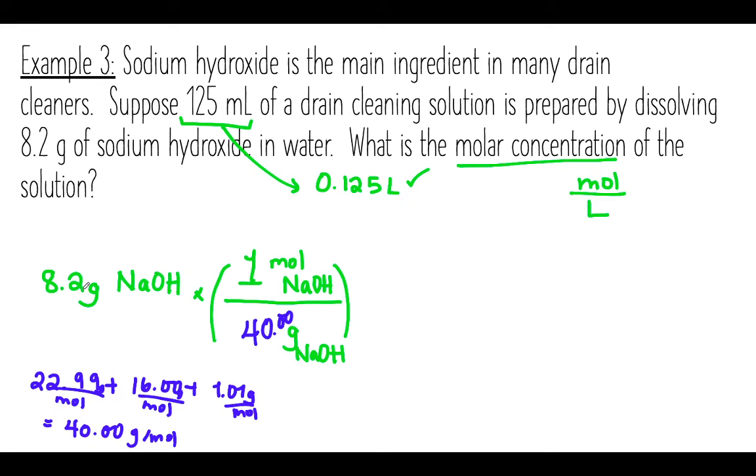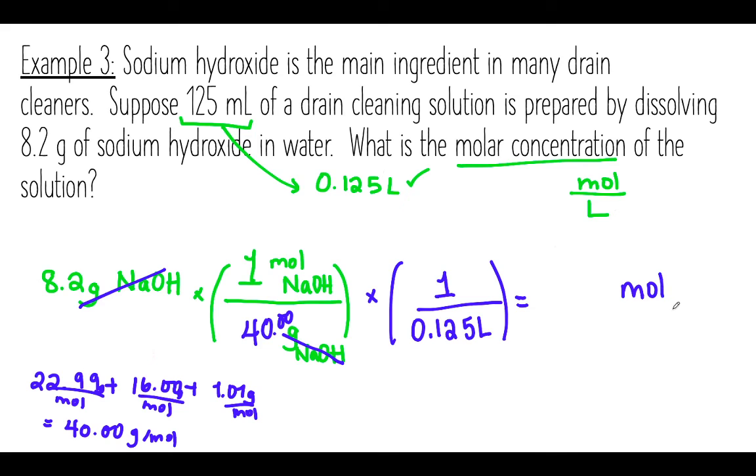So now I've converted, so my grams of NaOH gets canceled out. I've got moles of NaOH. Now, in order to account for the liters, all I have to do is divide by 0.125 liters. And then I'm going to put the number 1 at the top, so that I can end up with moles per liter of NaOH.